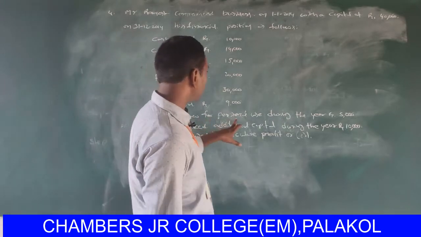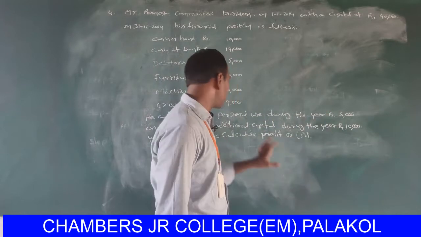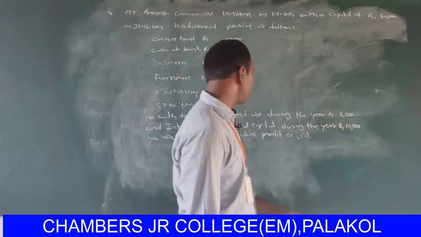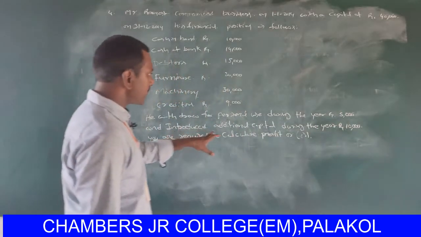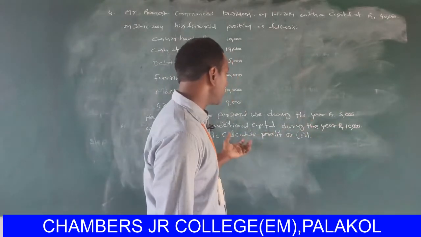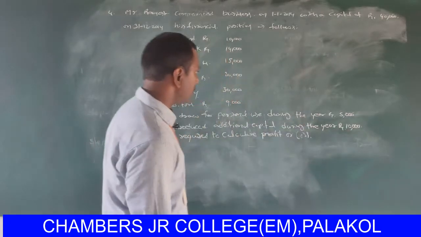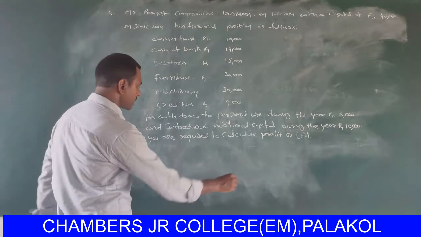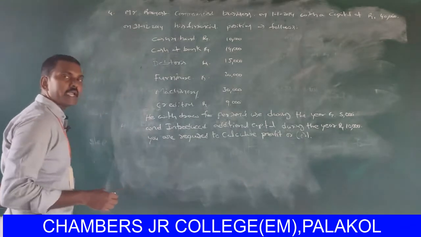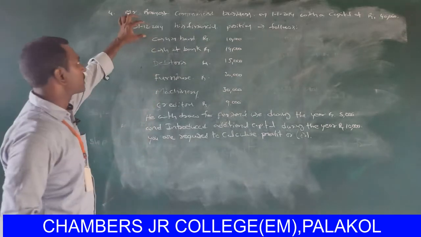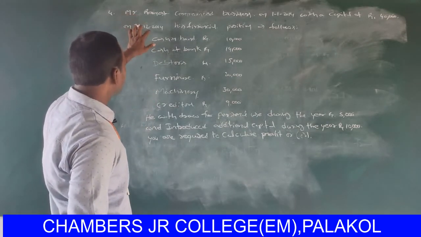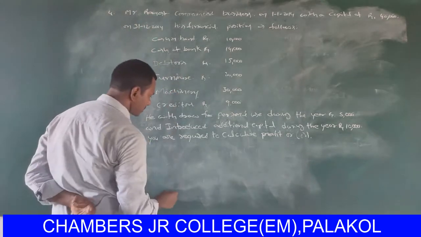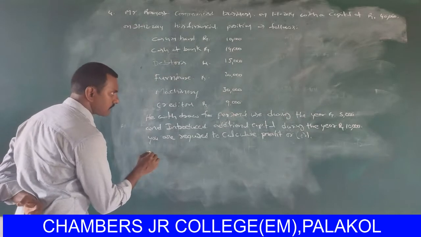He withdrew for personal use during the year 5,000. Personal use means drawings. Drawings 5,000, and additional capital introduced during the year 10,000. So we need to prepare the statement of affairs to calculate closing capital, with the help of the above assets and liabilities.